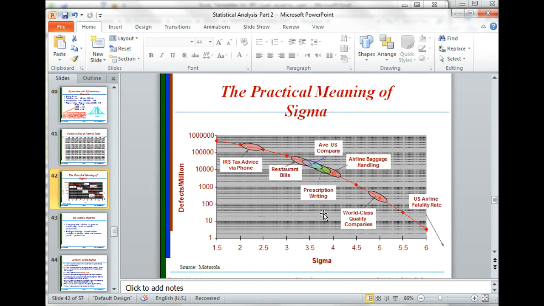Prescription writing, the doctor's writing, ended up being 3.5 when it goes to the pharmacy, trying to read it and whether or not there is an error in it. Airline baggage handling is around 0.4. But the airlines themselves, before considering terrorism, were over 6 sigma. In other words, when the plane takes off from the East Coast to go to the West Coast, we don't want it to stall in mid-air. So the engine produced by GE and other parts of the plane perform better than 6 sigma.